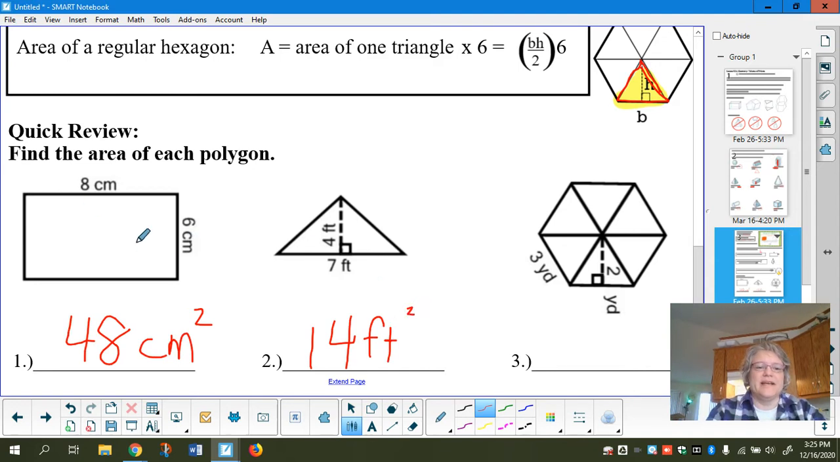All right. 8 times 6 is 48. 4 times 7 divided by 2 is 14 feet squared and centimeters squared.